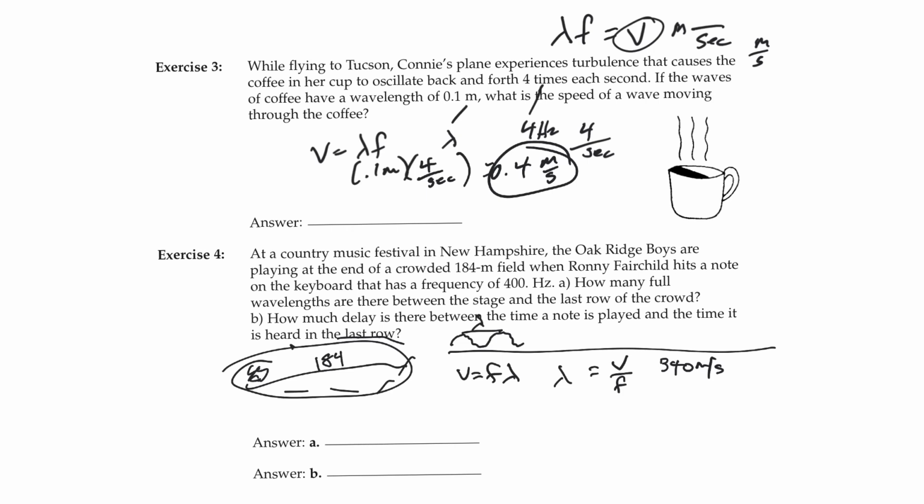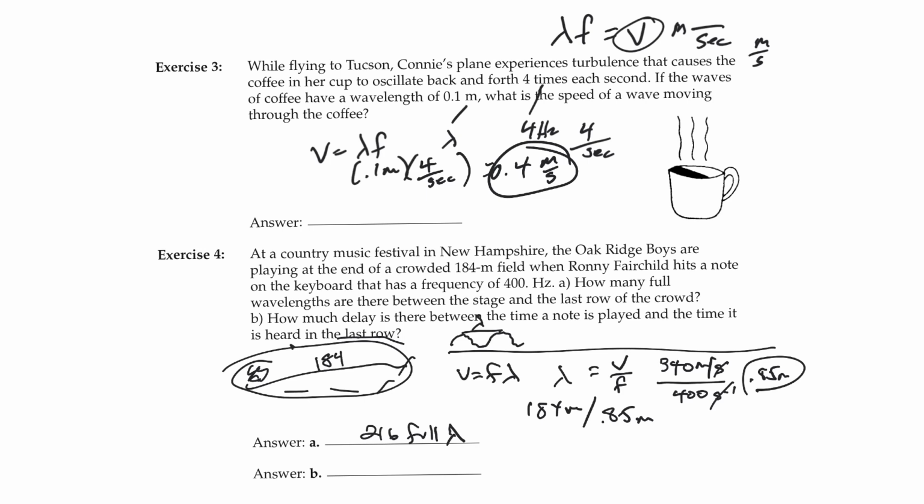The frequency is 400 hertz, or seconds to the -1. So these two are going to cancel, and 340 divided by 400 is 0.85 meters. So 0.85 meters is one wavelength. Now how many of those wavelengths are going to cross the entire field? You take the whole field, which is 184 meters, and divide by what a wavelength is. Meters cancel, and 184 divided by 0.85 is 216 full wavelengths, full lambdas.